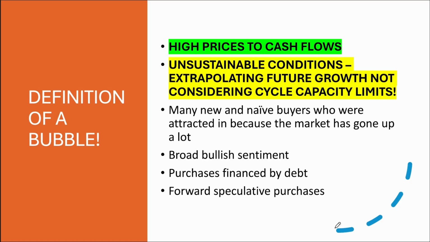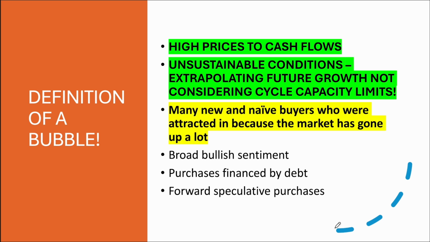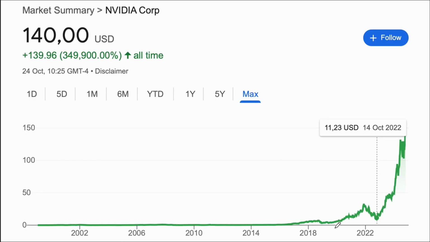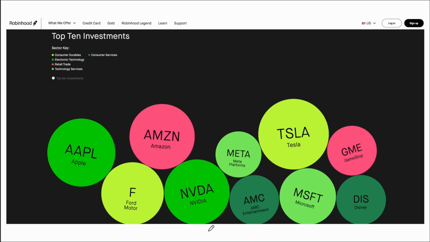So unsustainable conditions will change things, but if it doesn't lead to profitability immediately or as planned, then it is a bubble. Therefore, I would say that the second condition is also a bubble. Many naive buyers were attracted in because the market has gone up a lot. If we check the stock, it has gone up a lot. If we check Europe, this is from July, everyone was trading Nvidia. This is from a cheap broker. The naive guy is just going for Nvidia, and we see Robinhood. Nvidia is among the most traded top 10 investments, of course.